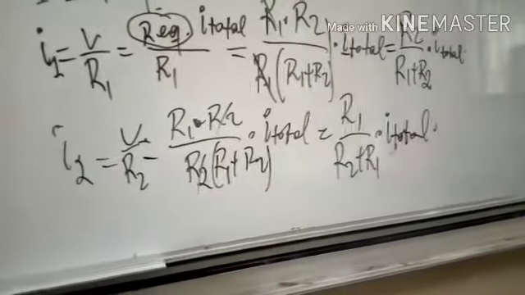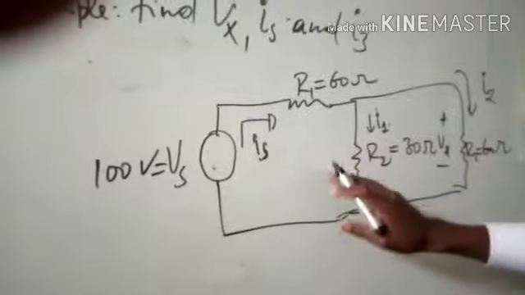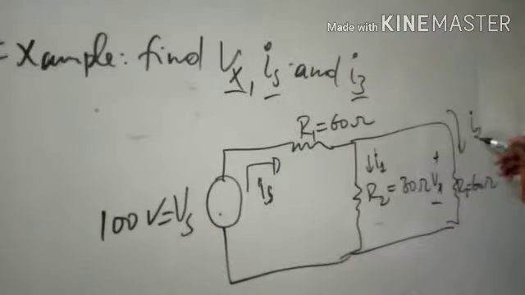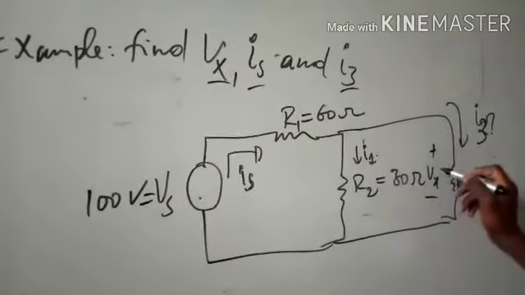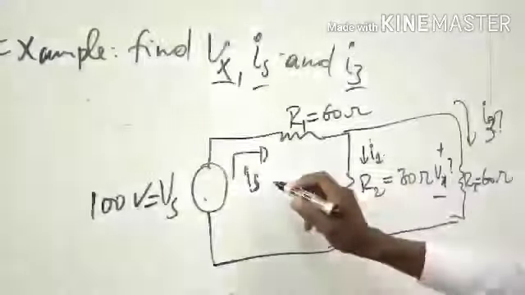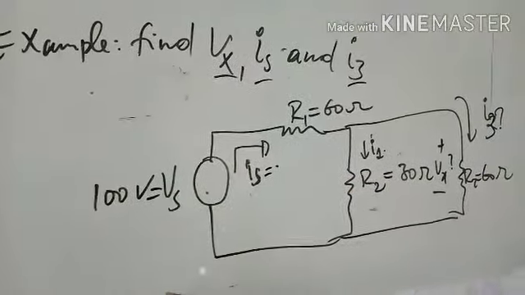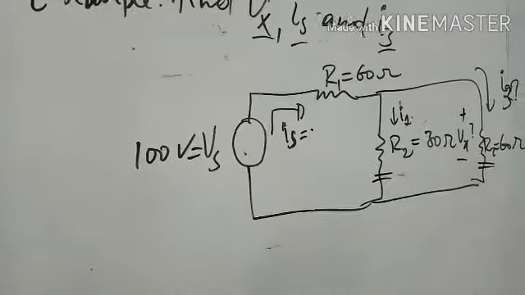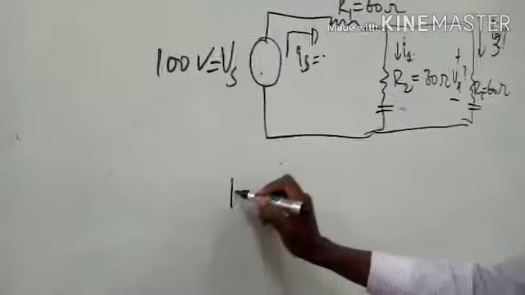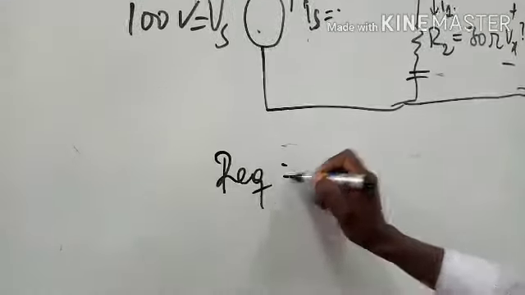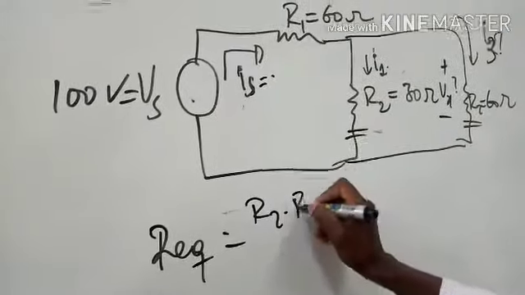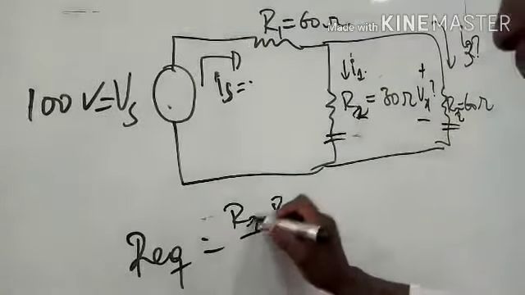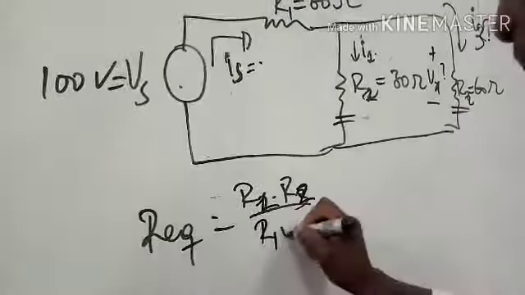Then let's do another example. To do this circuit, we're asked to find Vx, Ix, and I3. This is I3, Vx is this, and we are also going to find Ix. So how will we do this? First we have to take this, which is in parallel with this side, and combine them together. R equivalent will be equal to R2 times R3 over R2 plus R3.